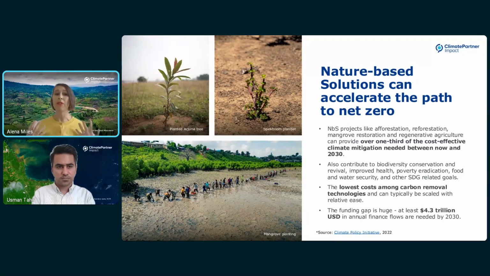But what is probably even more exciting about these solutions and these technologies is that they always have a whole host of additional benefits. Things like restoring biodiversity, providing livelihood to local communities, building financial resilience, improving food and water security, and many, many others.